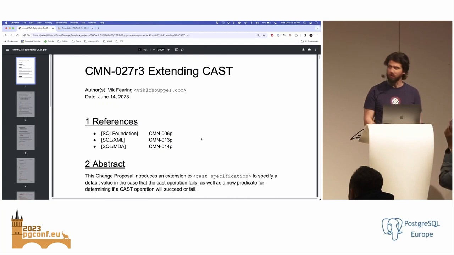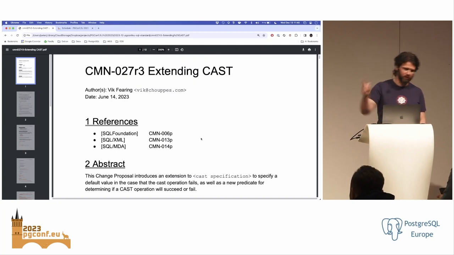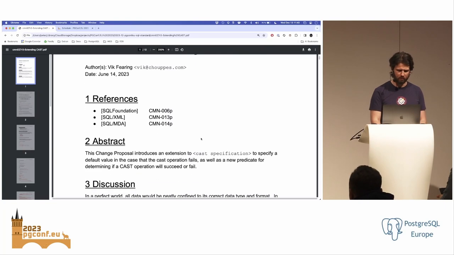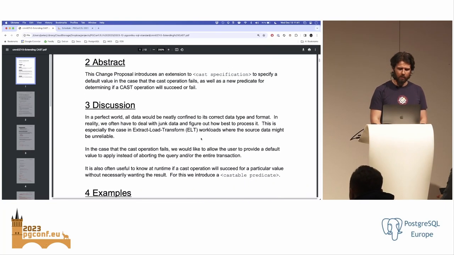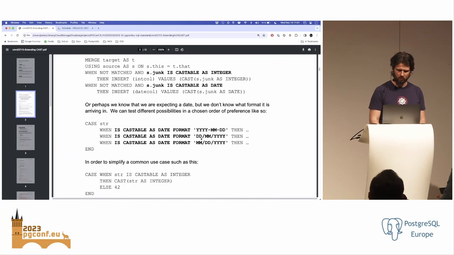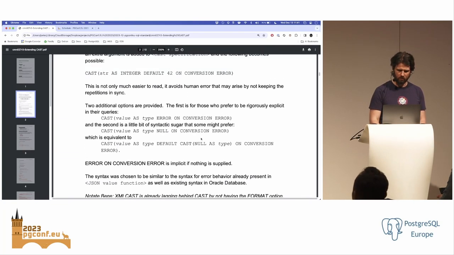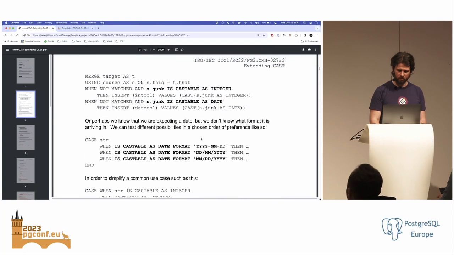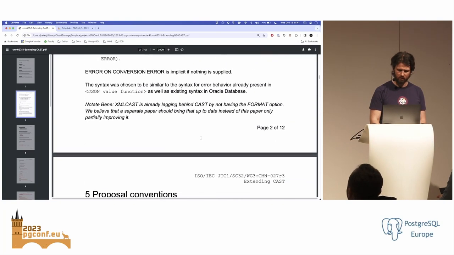And as you can see here, this is R3, so this means it's the third revision, or actually the fourth one, because it starts at zero. But this went back and forth a few times. This is a bit longer, but what this does is add a new subclause to the CAST specification so you can catch errors. So what's the actual syntax? Something like that. Yeah, there's lots more.